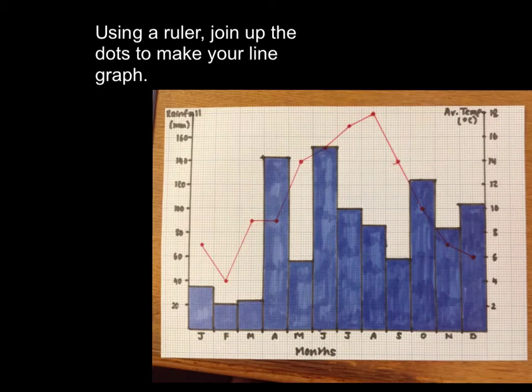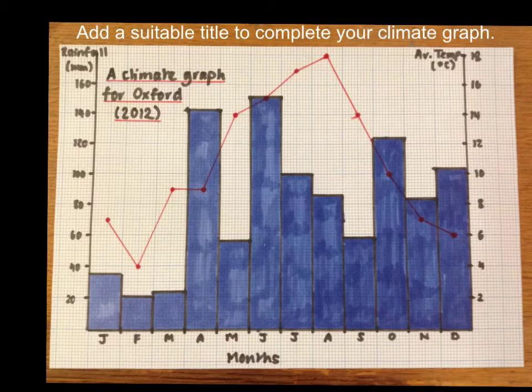Now that we've plotted our points, the next thing we've got to do is, with a ruler, join the points up. Try and do this with a different colour pen or pencil. And the last thing that we have to do is just add a suitable title to complete our climate graph. So you can see the title that I've chosen here, very simply, a climate graph for Oxford, and then in brackets 2012. So there we have it, a climate graph.